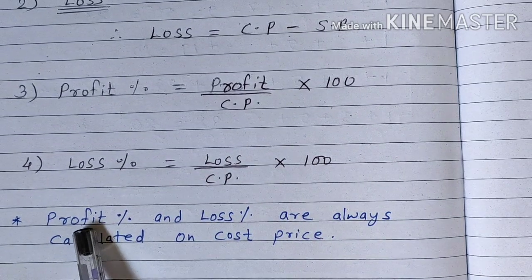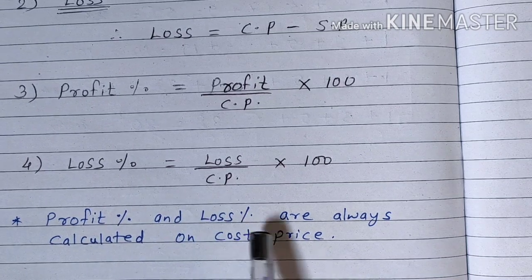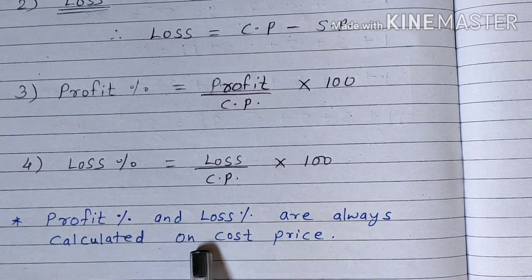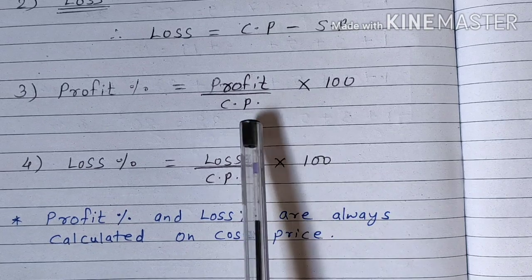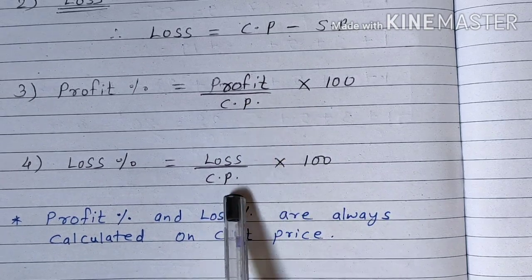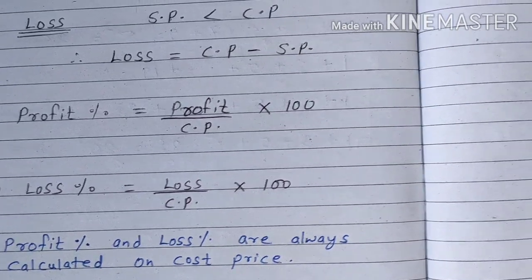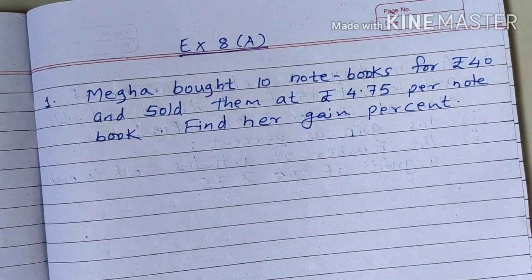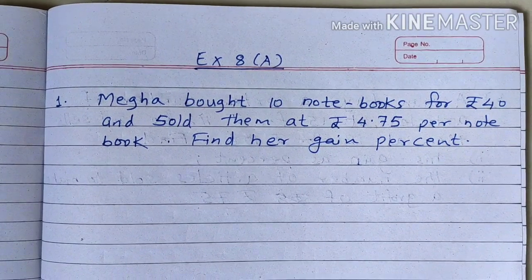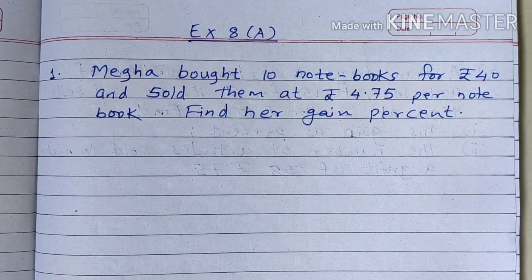Now students, remember this thing, profit percent and loss percent are always calculated on the cost price. See, both of the denominators are cost price. Then let us begin with the first exercise of our chapter. Exercise 8A, question number 1 is here.